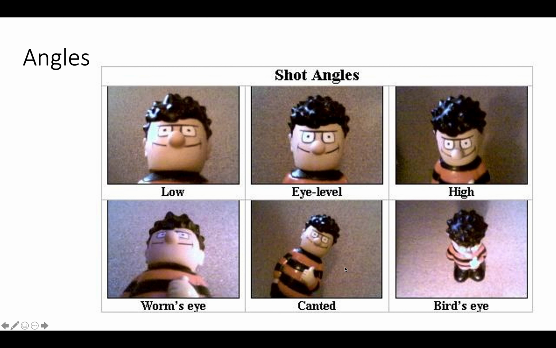The middle one here, the canted angle, this is what we mentioned earlier. So you roll your camera off axis slightly, the horizon line and everything else goes off level. Often used to make a character seem a bit dodgy, or the situation shouldn't be trusted for some reason.